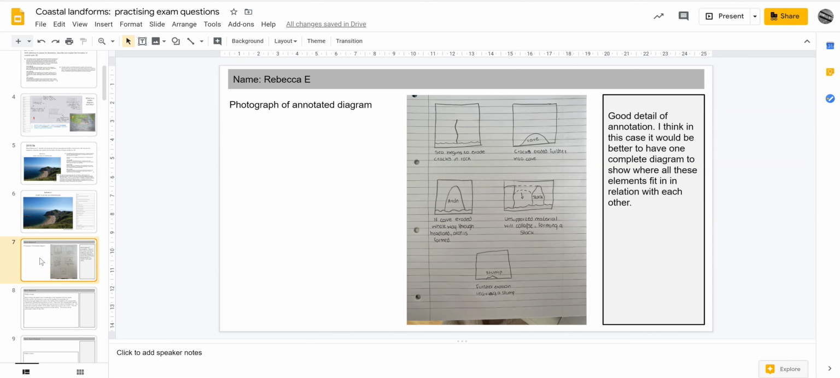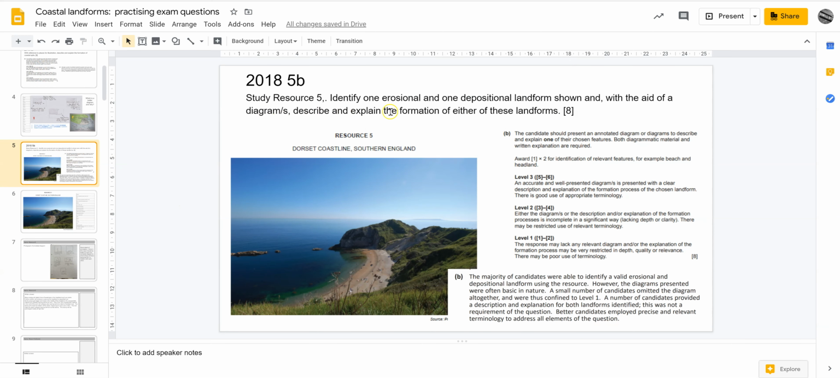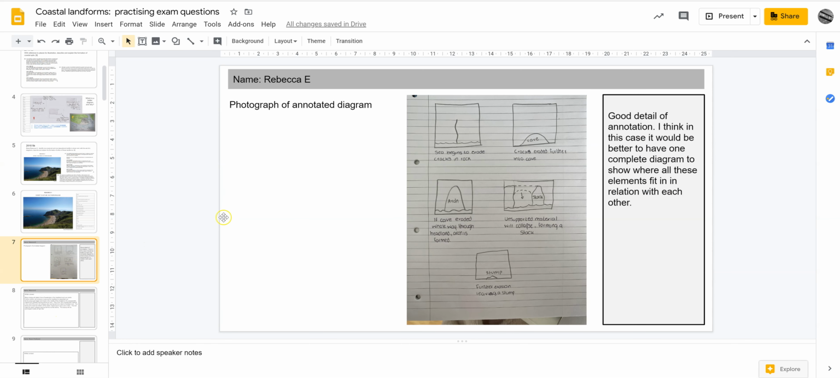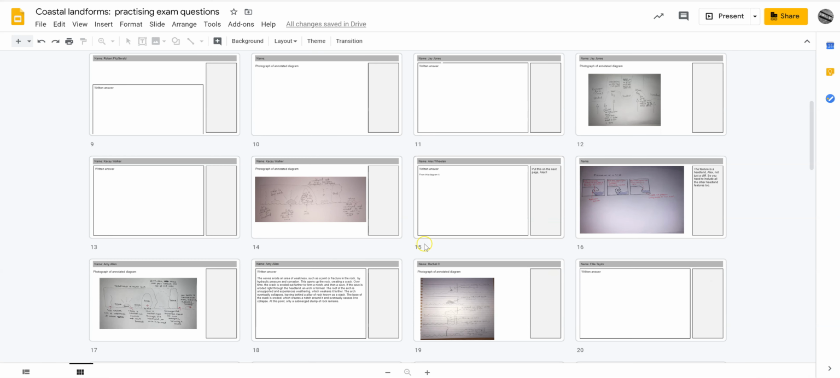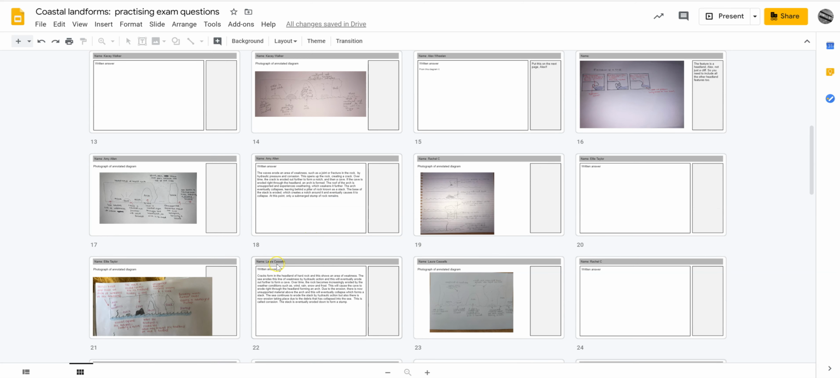Then the final part of the exercise was to get them to do the last part of the question, which is to describe and explain the formation of either of the landforms using the annotated diagram. So what I had done was set up a series of slides here. We just did this yesterday afternoon, so they haven't all finished. They've got to finish this by this afternoon.